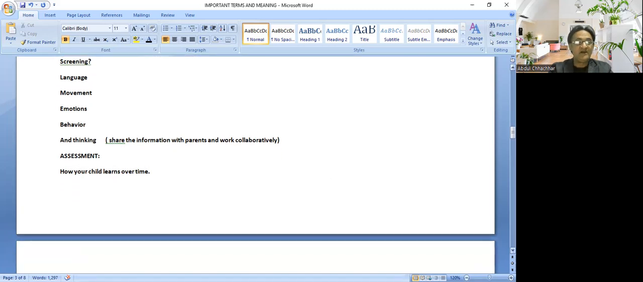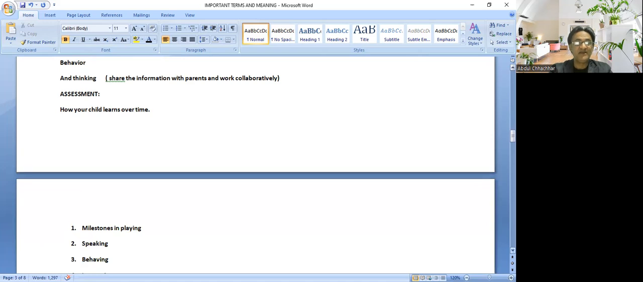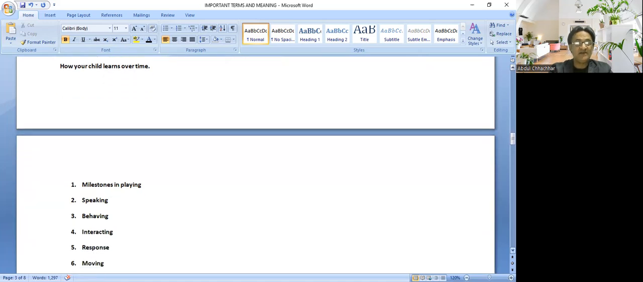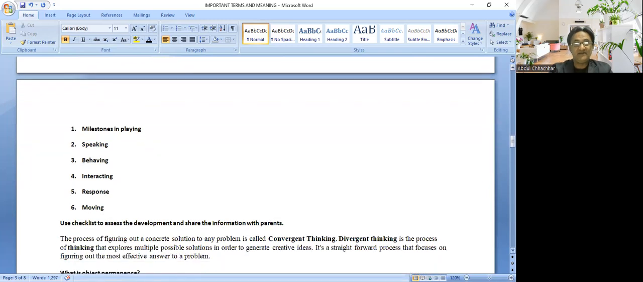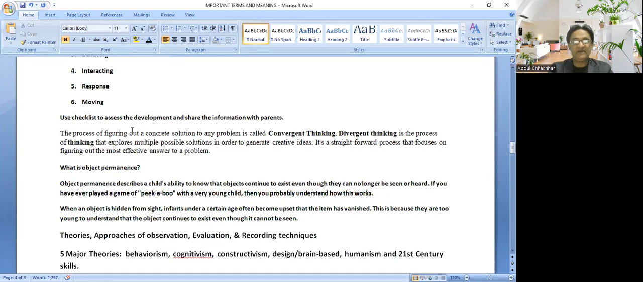The second is the assessment, how you are going to assess how children learn over time. Milestones in playing, that is how they are playing, speaking, behaving, interacting, responding, and moving. You should know that assessment in early childhood and in the rest of the phases of school are different. I use a checklist to assess development and share it with the parents. So this is a kind of way of communicating as well.